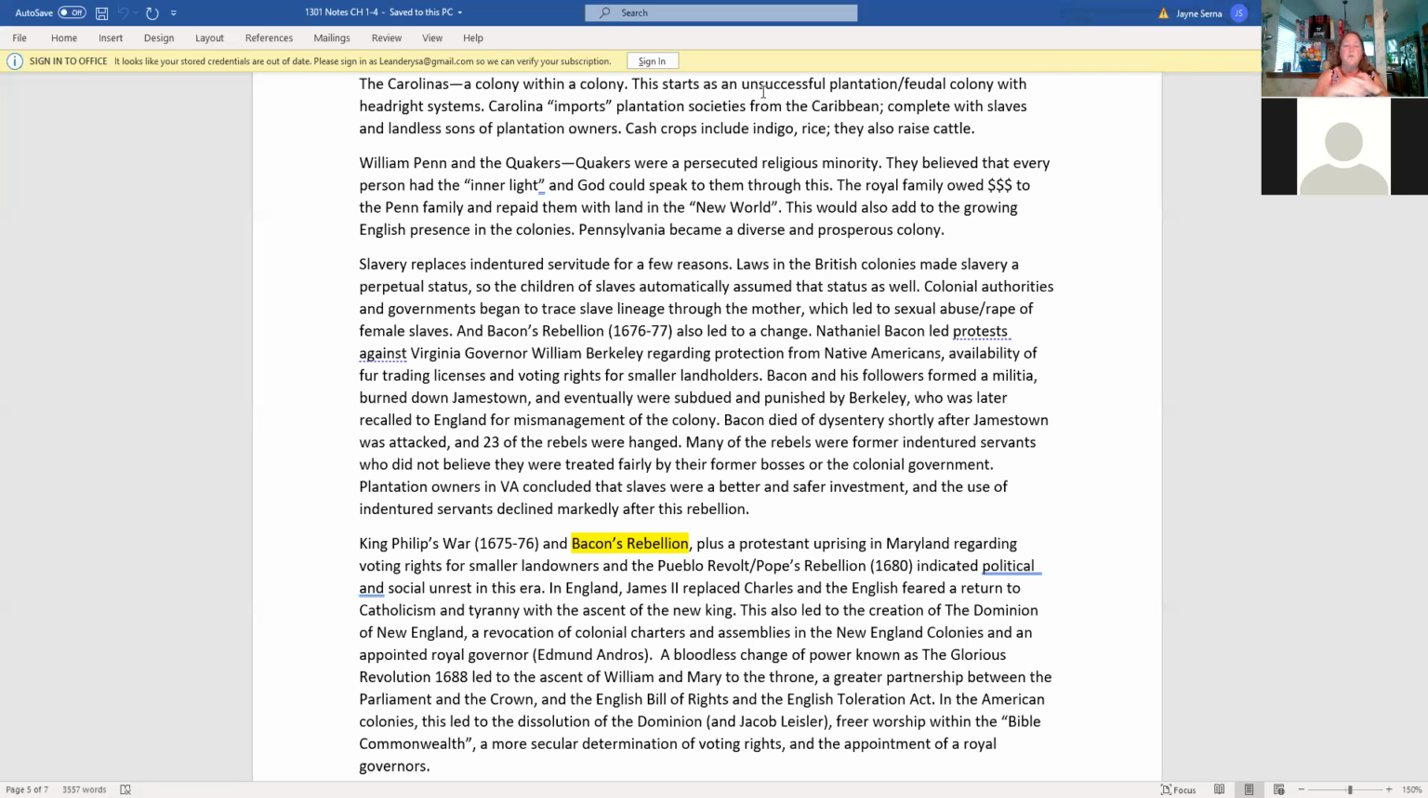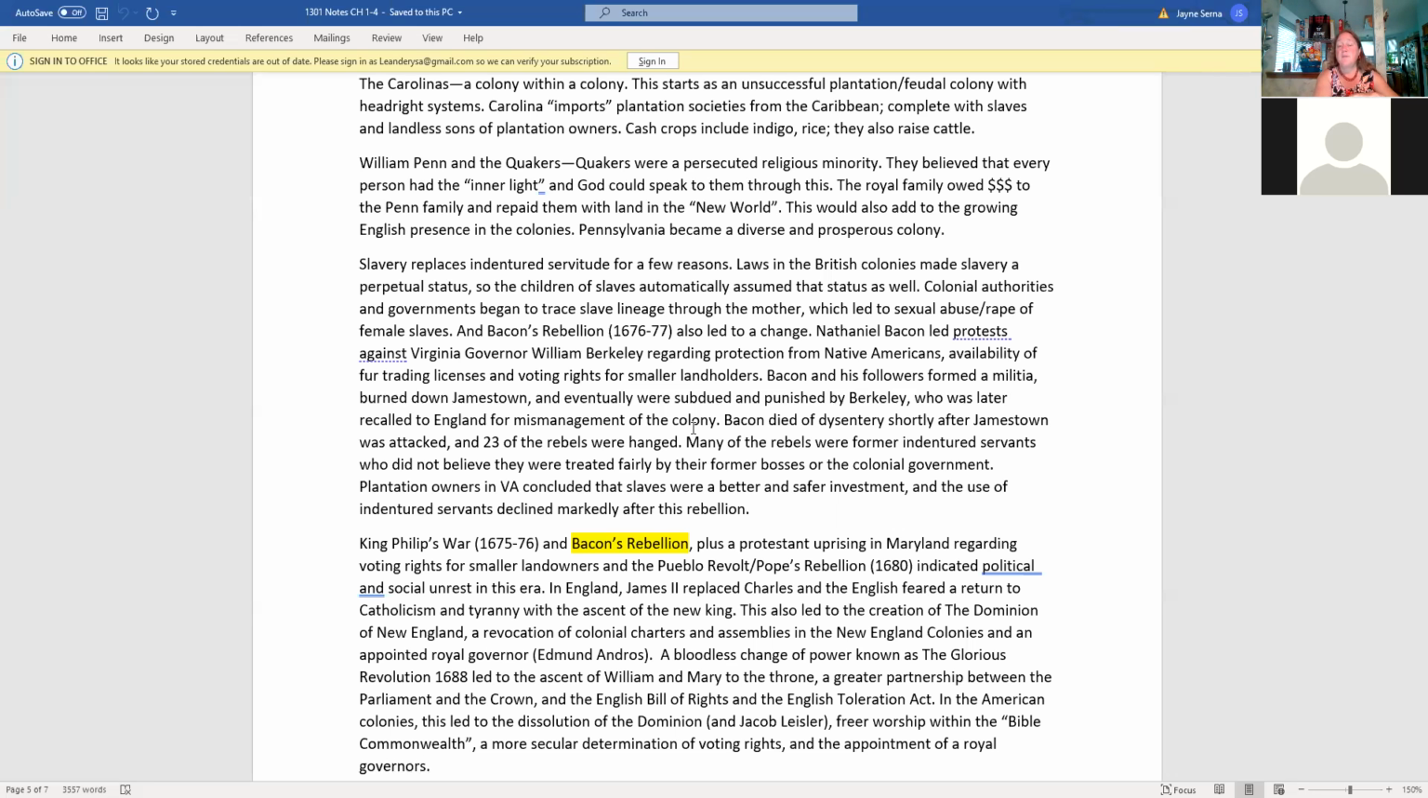He gets a group of people, about 23 people, who actually sign on to the revolution. So they pledge, they say what they're doing and why they're going to do it. They want better safety, better protection, a militia, a fur trading license, and voting rights for smaller landowners. So they burned down Jamestown in protest. It's always a good call. And they ask for Berkeley to resign, this sort of thing.